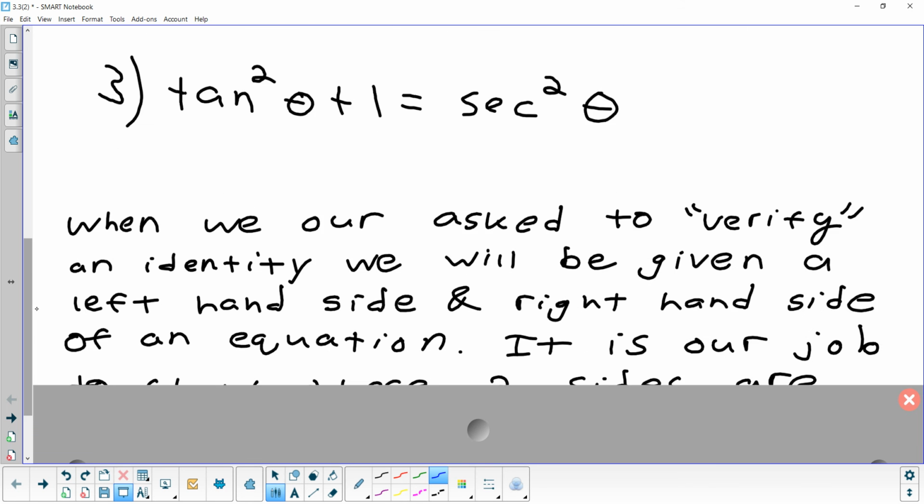All right. So this is what I explained to you yesterday in the email. I said that when you're asked to verify an identity, verify is like the worksheet from last night. You're going to be given the left-hand side. You're going to be given the right-hand side. The goal is to work with the left-hand side and keep simplifying it until you end up with what's on the right-hand side.